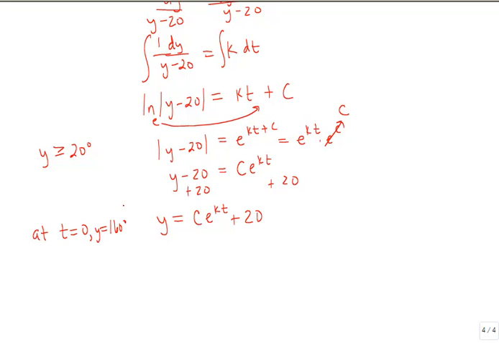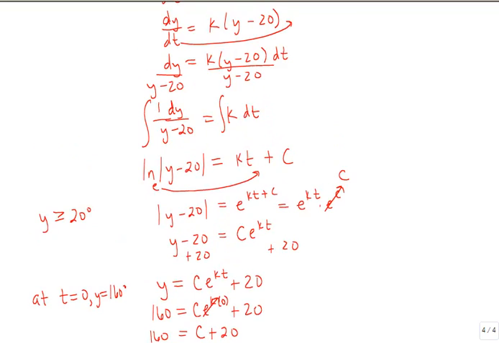So I'm going to use 160 for my y. I'm going to use 0 for my t, and I'm going to plug that into this equation, and hopefully it will enable me to solve for c. And it does, because e to the 0 goes to 1. So this just becomes c plus 20 equals 160. And when I subtract that 20 to the other side, that tells me that c is 140.